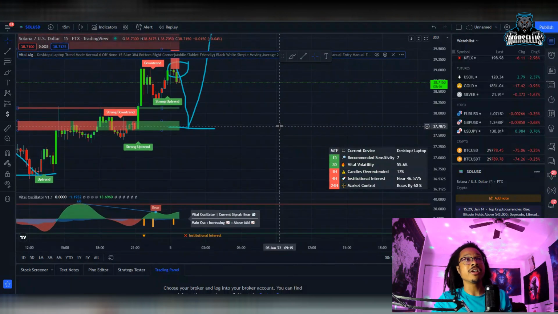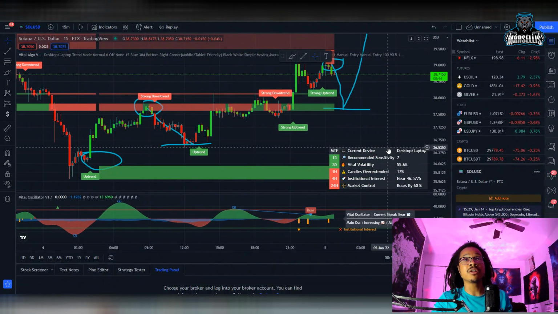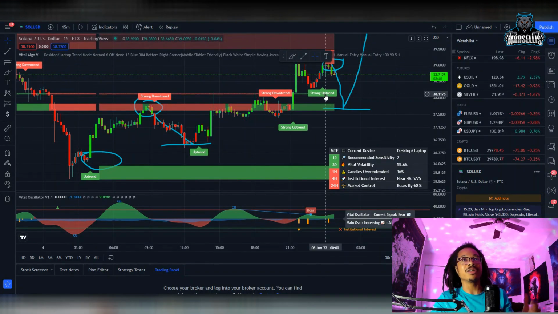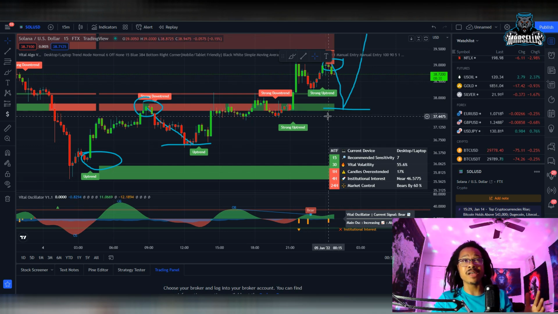So they're pretty much saying if we go down below $37, then we're going to go pretty much down to $30. Now look at what they're saying right here. The $37 area is a good area where we have a little bit of support. I have it around 37.50. If we go below that area, then we're definitely going to go down to $30.